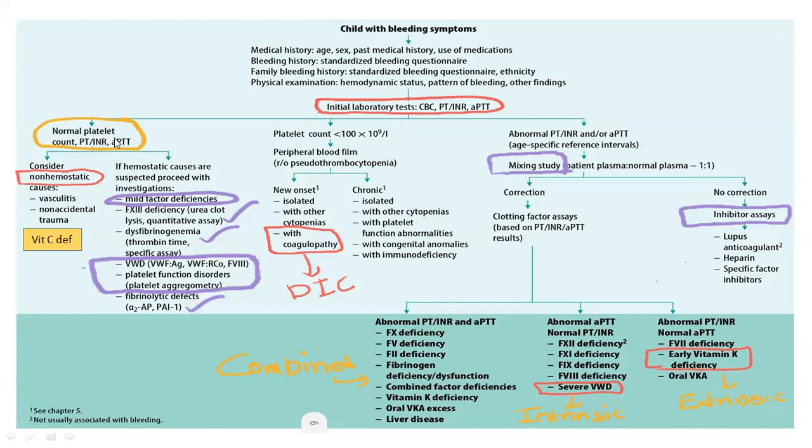But if you have all normals, normal platelet count, normal PT and APTT, and normal clotting time, what are the things you need to consider here? Hypertension, sir. Hypertension, okay, which is very rare in children. Yeah, we are thinking of non-hemostatic causes. Good, you have to think of non-hemostatic causes. Apart from non-hemostatic causes and hypertension, what are the things you can suspect which can cause bleeding?